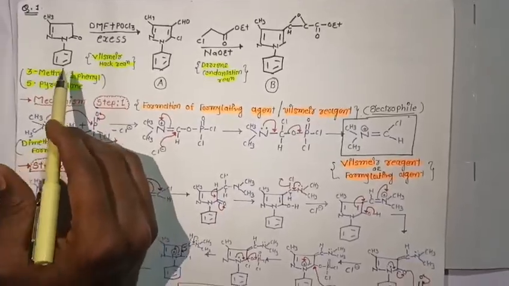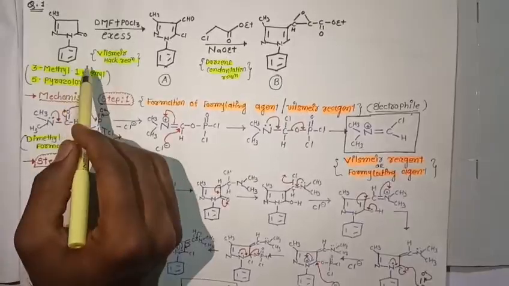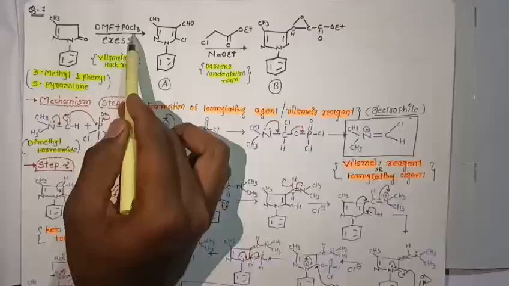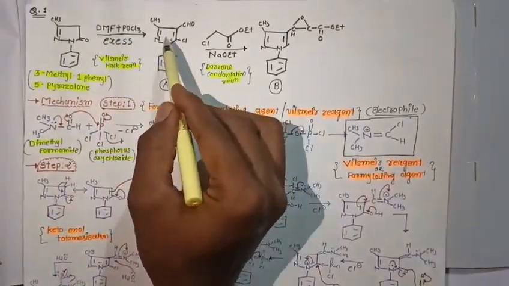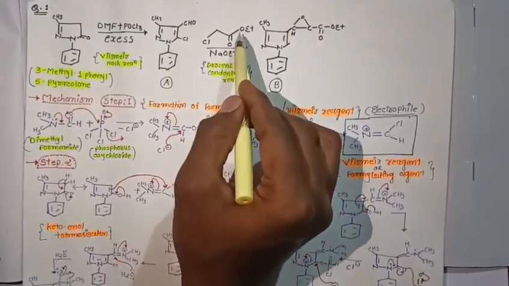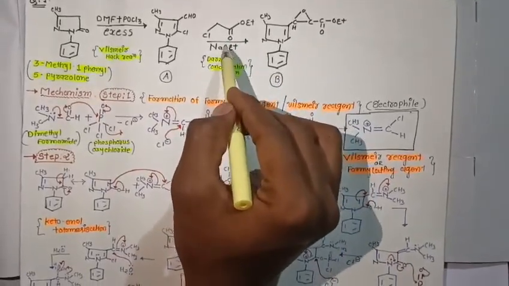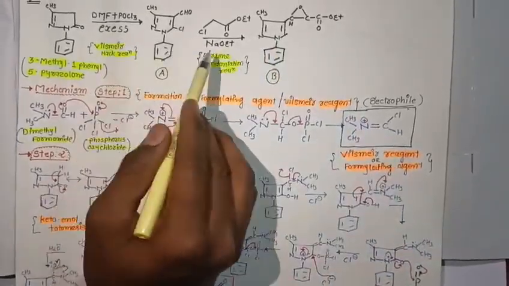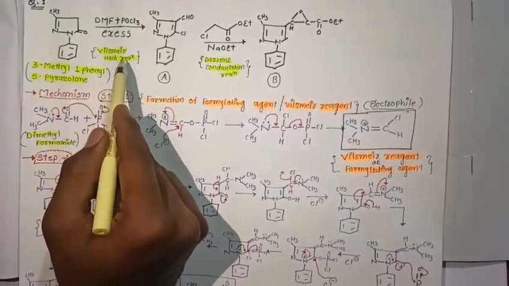Hello friends, let's solve this example in which 3-methyl-1-phenyl-5-pyrazolone reacts with DMF plus excess POCl3. So we know that this is the identity of the Vilsmeier-Haack reaction. This gives compound A, and this compound A reacts with an alpha-haloester in the presence of a base. We also know that this is the identity of the Darzens condensation reaction. It gives product B.